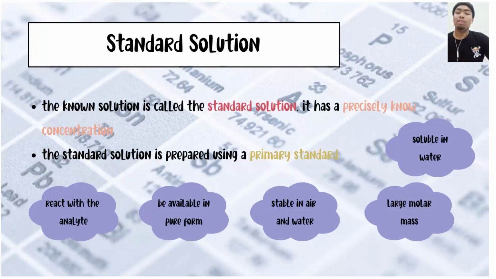If the scale has a resolution of, say, plus or minus 0.01 or 0.02 gram. And the last thing we look for is that it has to be soluble in water, because most of our titrations are carried out under aqueous conditions.